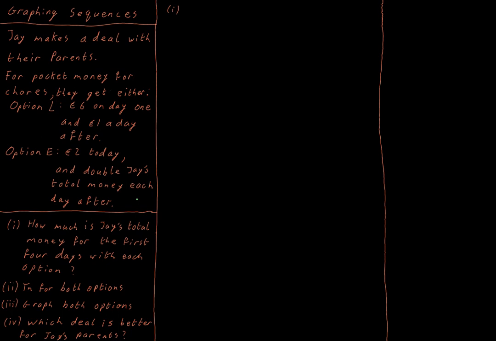Now let's look at what questions we have to deal with. How much is Jay's total money for the first 4 days with each option? So let's start off with part one, with option L. We start off with €6 on day one. So let's do our term numbers, or our days, on top. Sorry, that would be N.